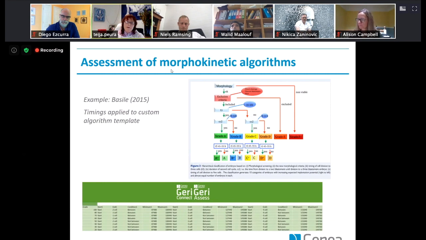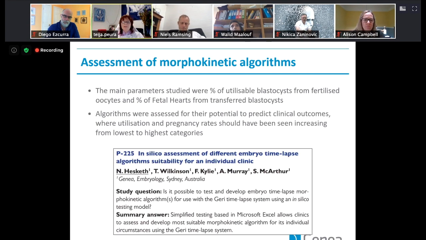And one example of these algorithms that were used in this study was this one, the Basil from 2015, where this algorithm was translated into a language that the Cherry software understands and implemented into the Cherry system. The main parameters that were studied were the percentage of utilizable blastocysts and the percentage of fetal heart. Because this was a retrospective study, in theory, these algorithms, when applied, should have shown increased outcomes the further up you went in the algorithm classing.